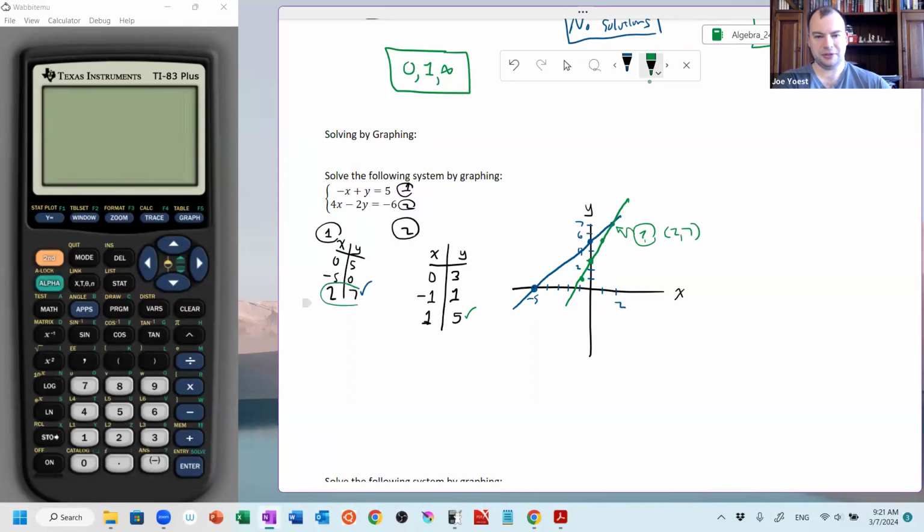X equals 2, y equals 7 is a solution to the first equation. Is it a solution to the second equation? 4 times 2 minus 2 times 7, is that equal to -6? Or 8 minus 14. That indeed is -6. So 2, 7 is an ordered pair that is on both lines, or x equals 2, y equals 7, does solve both equations at the same time.